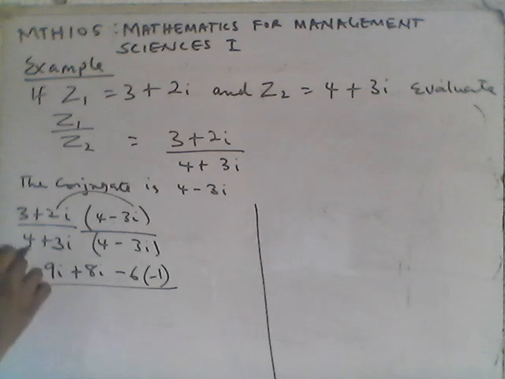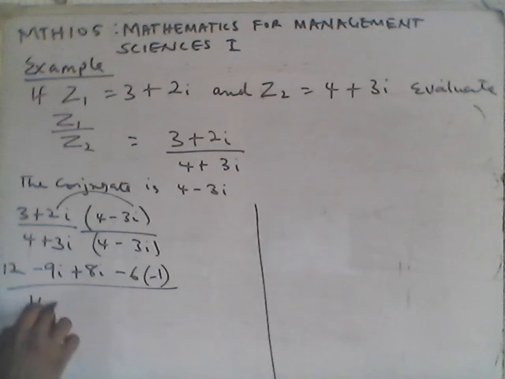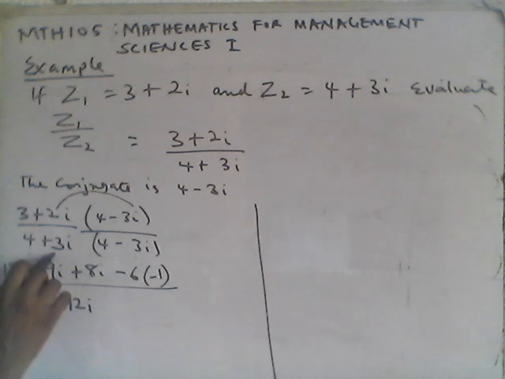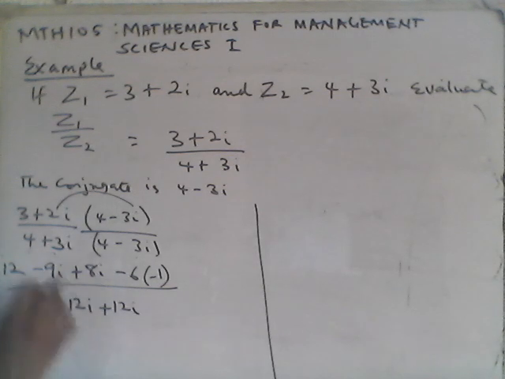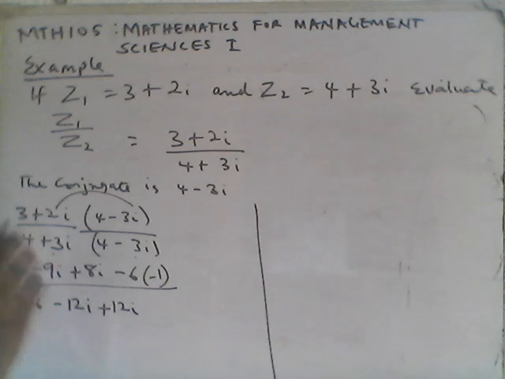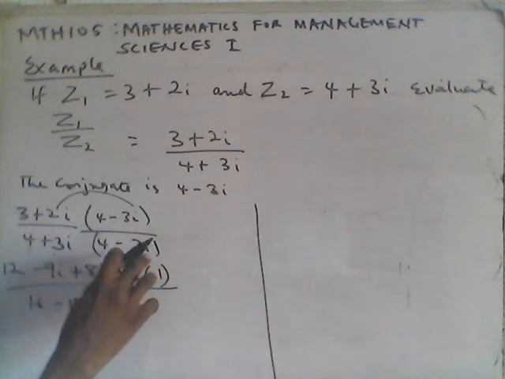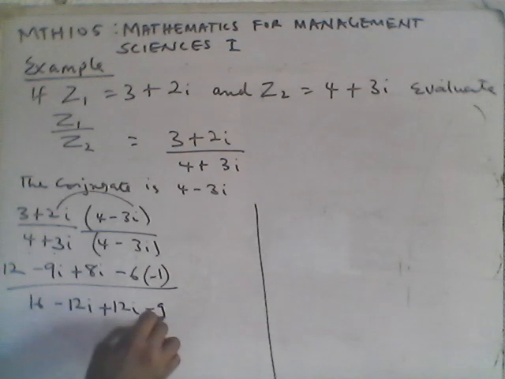Okay, so let's go. 4 times 4 is 16, right? 4 times minus 3i is minus 12i. Then 3i times 4 is plus 12i. And 3i times minus 3i. Again, because of the i that is here and the minus that is here, 3 times minus 3 is minus 9, right? i times i is minus 1.